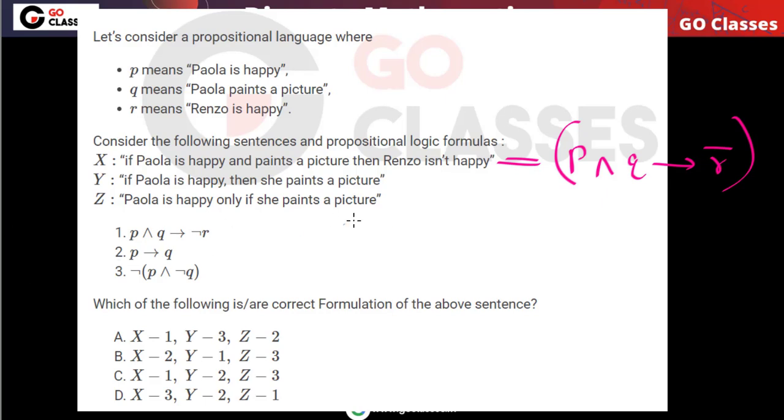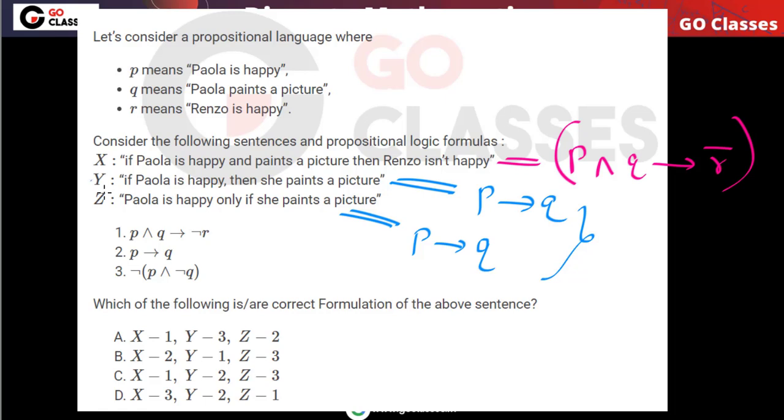And what is statement Y? If Paolo is happy, then she paints a picture. And what is this statement Z? Paolo is happy only if she paints a picture. So this also will become, actually Y comma Z, they are basically P implies Q. Both are P implies Q.